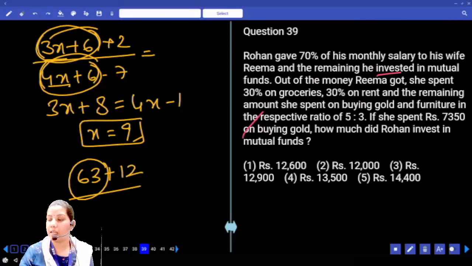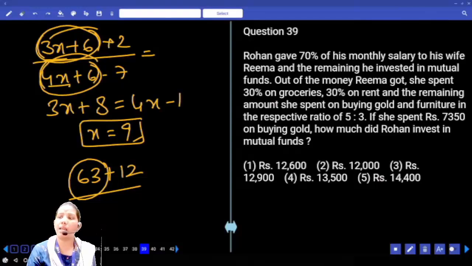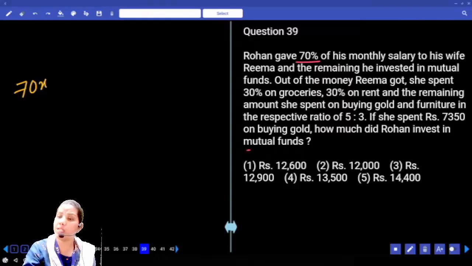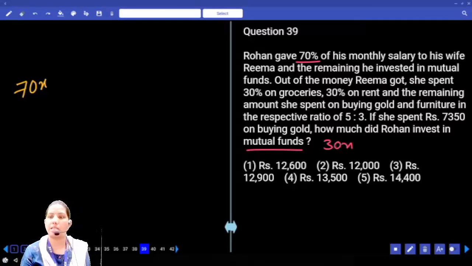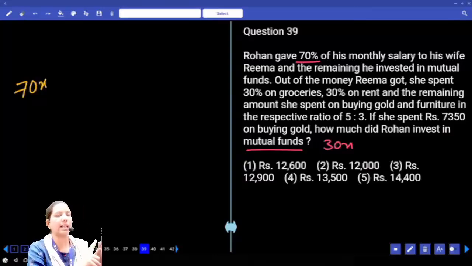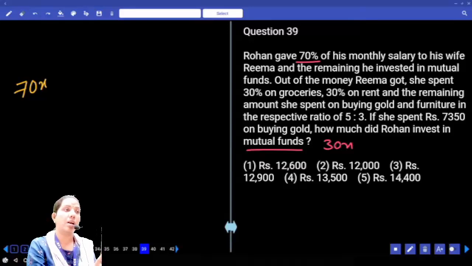Next, question number 39. Rohan gave 70% of his monthly salary to his wife Reema and the remaining he invested in mutual funds. Rohan's salary, my assumption, is 100x. Out of 100, he gives how much percentage to his wife? 70. So his wife has how much amount? 70x. And he has invested how much in mutual funds? 30x. Okay. And next, out of the money Reema got, Reema has 70x. 30% is spent on groceries and 30% on rent, and the remaining. 30 and 30 spent. What is remaining? 40. Total 70.